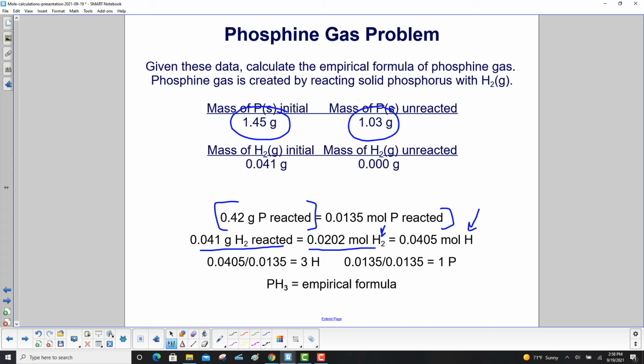0.0405 moles of hydrogen. We divide by the smallest number, which is the phosphorus, and we get there are 3 hydrogens, right? The 0.0405 is the hydrogen. And then we divide the phosphorus by itself, and you get 1. So our empirical formula is 1 phosphorus and 3 hydrogens, or PH3.